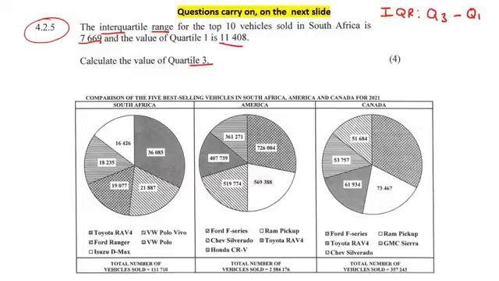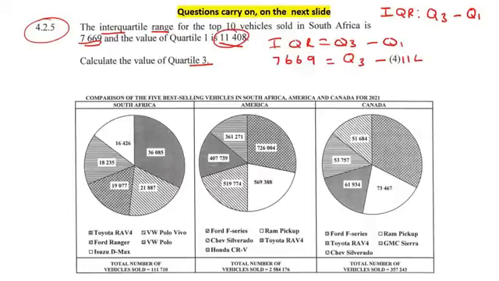Okay, well that's not going to be too difficult. Wait, do they give us everything? Quartile 1, the interquartile range. Yeah, so we know that IQR, interquartile range, is Q3 take away Q1. So let's just fill everything in. They told us the interquartile range is 7669. So we fill that in, 7669 equals Q3, which we don't know, minus Q1, which they did tell us is 11408.